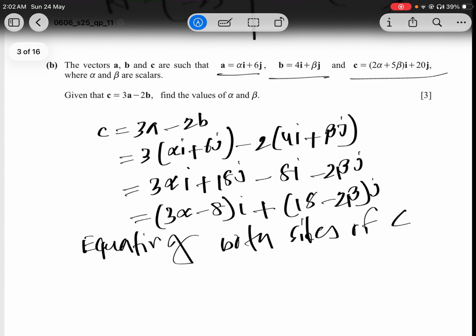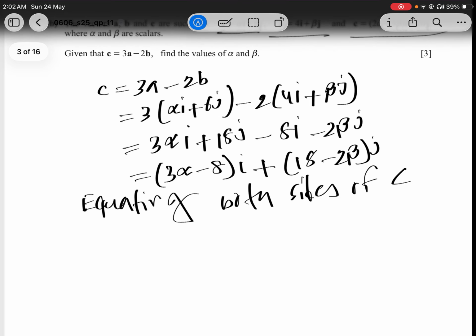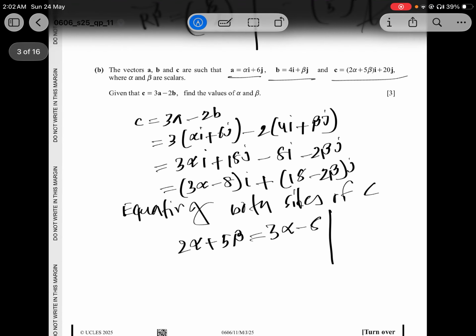So here 2 alpha plus 5 beta is I, 2 alpha plus 5 beta is equal to 3 alpha minus 8. The first thing first. Okay, and the second thing is 18 minus 2 beta is equal to 20 as J, right? So minus 2 is equal to twice beta. So our beta should be minus 1. Let me check one more time. Okay, 18 minus 20, which is minus 2, 2 beta, minus 1. Yeah.